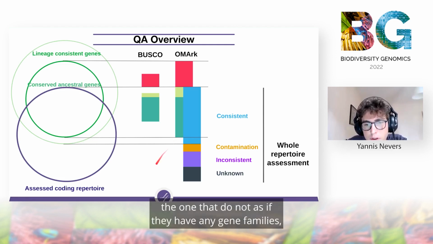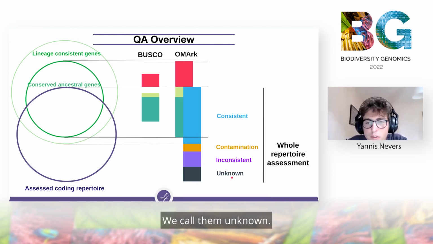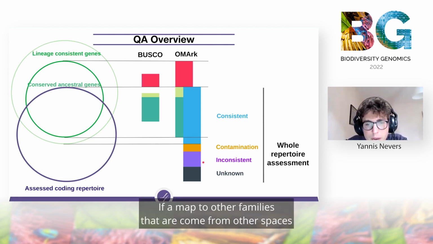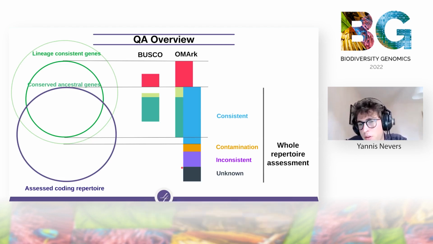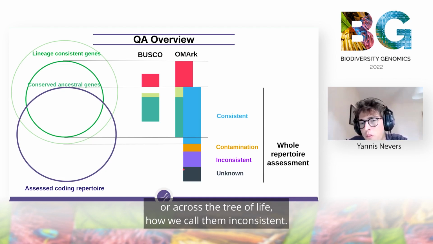The ones that do not, either they do not map to any gene families, we can't say anything about them, we call them unknown. If they map to other families that come from other species all across the tree of life, here we call them inconsistent.